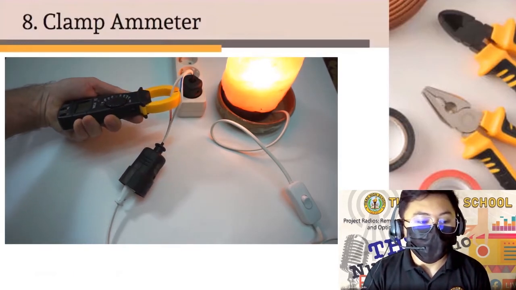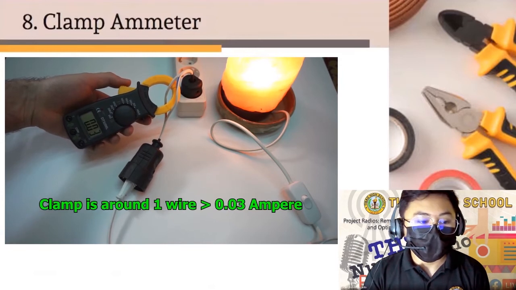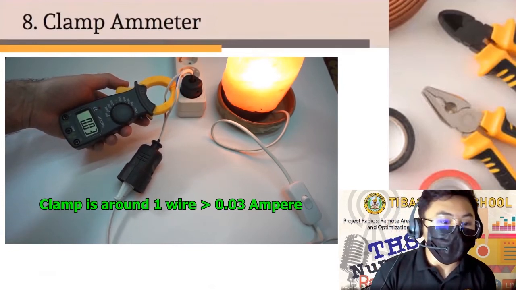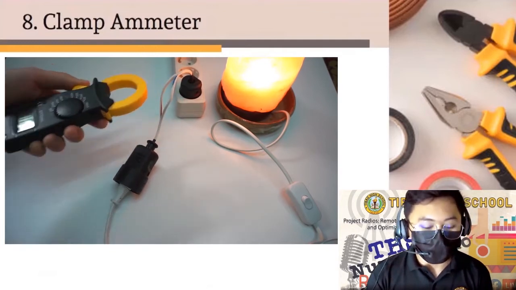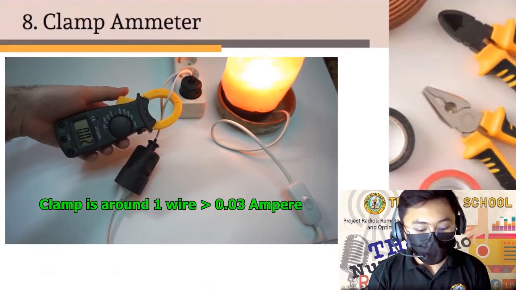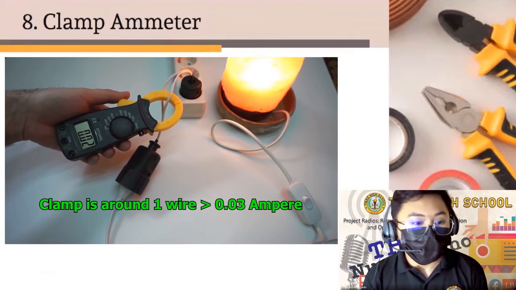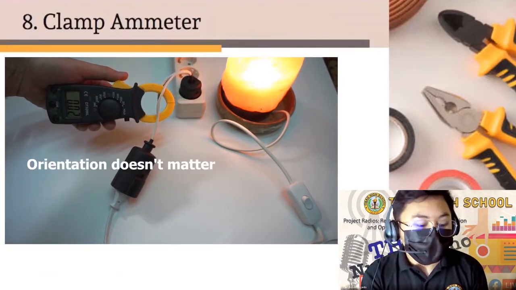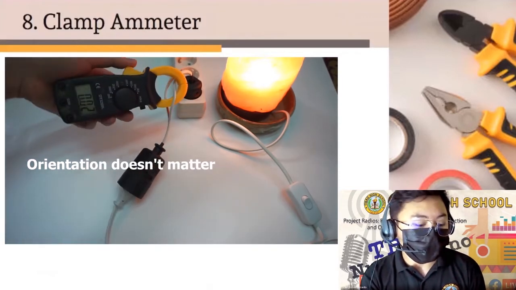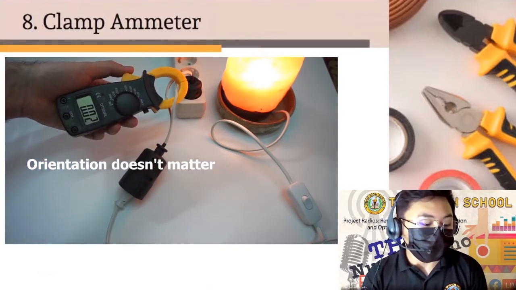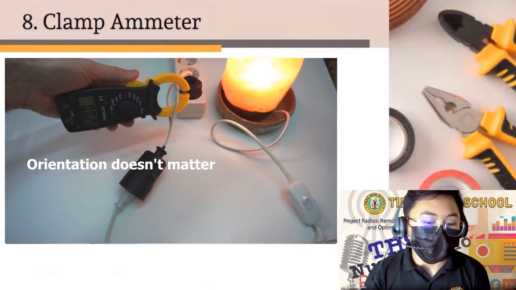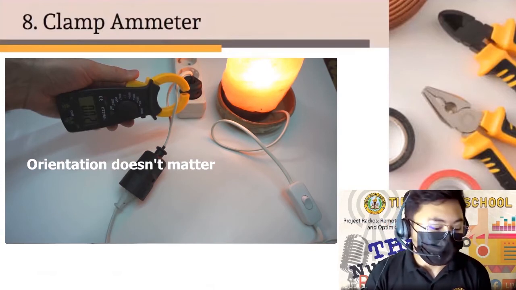Ayan. Tulad ng gagawin niya sa video, clamp niya sa isa and may nakitang reading of measurement doon sa clamp ammeter. As you can see now, we are now having a reading of 0.03 ampere. And no matter what orientation, as long as it only clamps on either the neutral or live wire, you'll be having readings or measurements. Ayan.